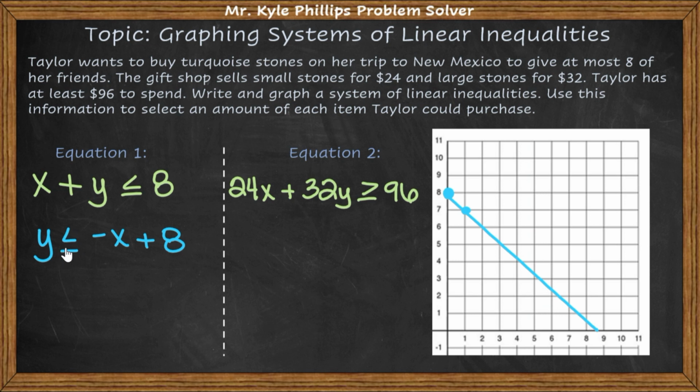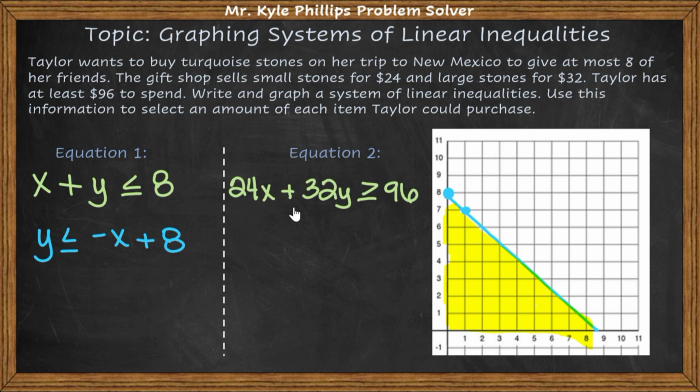Now, this is less than or equal to. So remember, less than or equal to means that we're shading below the line. If anytime that's hard to tell, remember, pick a test point. If I picked 0, 0, I could plug 0 in here. Is 0 less than or equal to 8? Yes. So I shade on the same side as 0, 0.